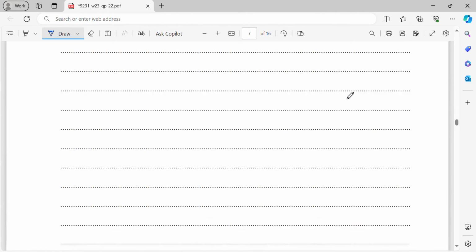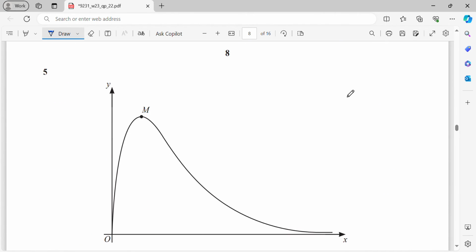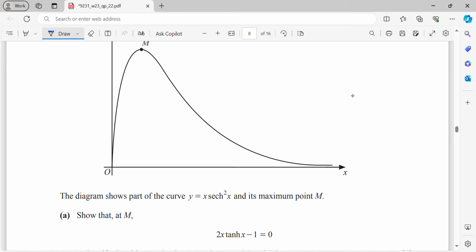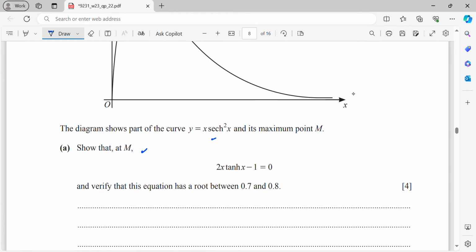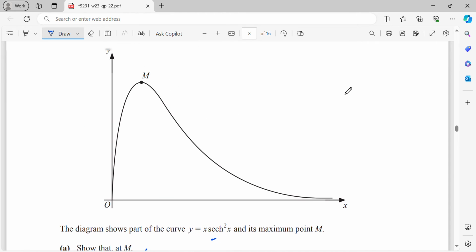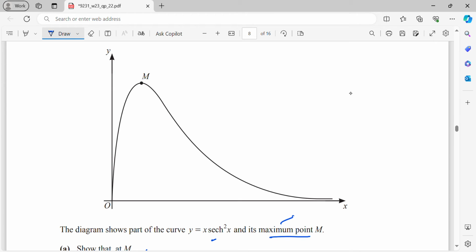Okay, now next question, number 5. The diagram shows part of the curve y equals x times hyperbolic secant squared x, and its maximum point M. Show that at M, this equation holds, and verify this equation has a root between 0.7 and 0.8. So since M is the maximum point, dy over dx must be 0. That is also a stationary point.